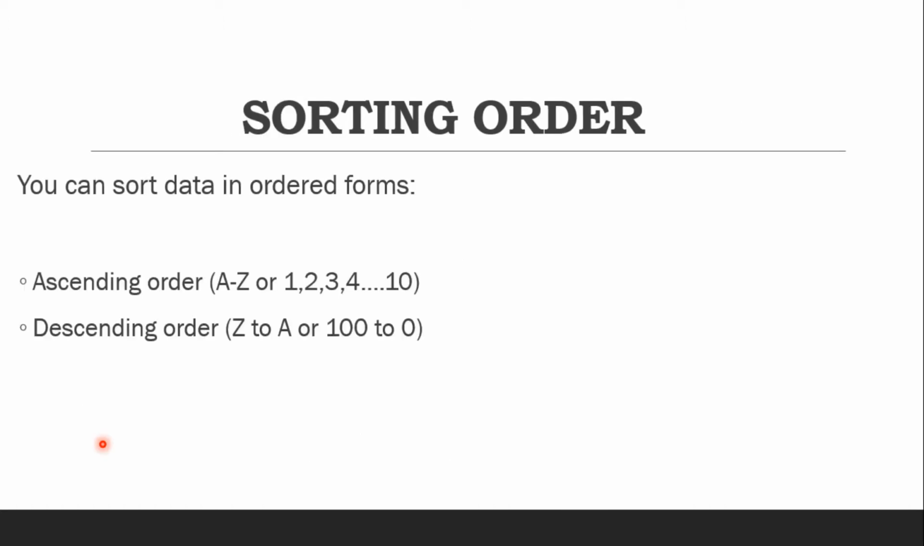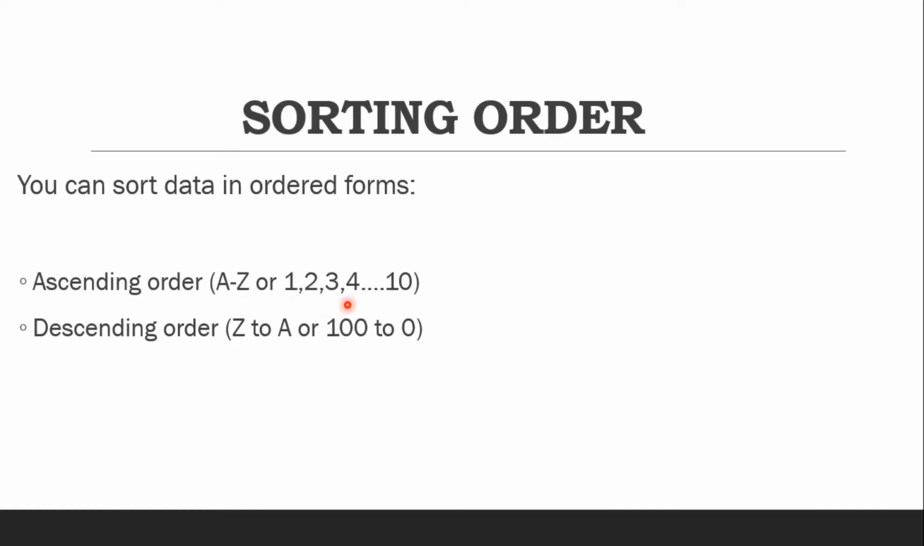Now, sorting order, which is the ordering form, you can sort data in ordered forms: one, in ascending order, two, in descending order. In ascending order, you could be dealing with data that you want to be arranged in alphabetical order. That means you want it to start from A, B, C. You're using the first letter in the word to arrange that column or arrange that row. Okay, so that is what we call the ascending order.